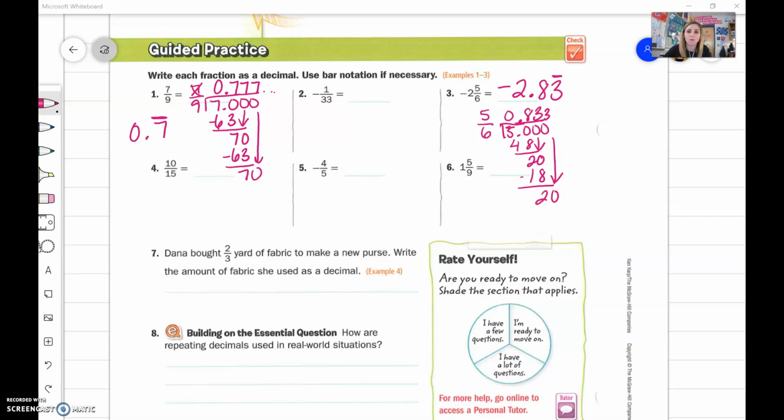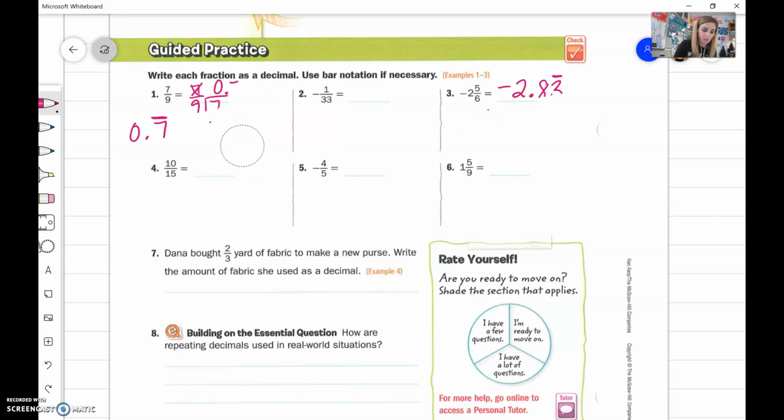Okay, we're going to continue on with some guided practice. We have already done numbers 1 and 3 in the previous videos, so I'm going to erase that work but leave the answers so that you can see what we have already done. So 0 and 7/10 with the bar notation over it, and then negative 2 and 83/100ths, but then it repeats, and they're both negative. So there we go. Okay, let's take a look at number 2.